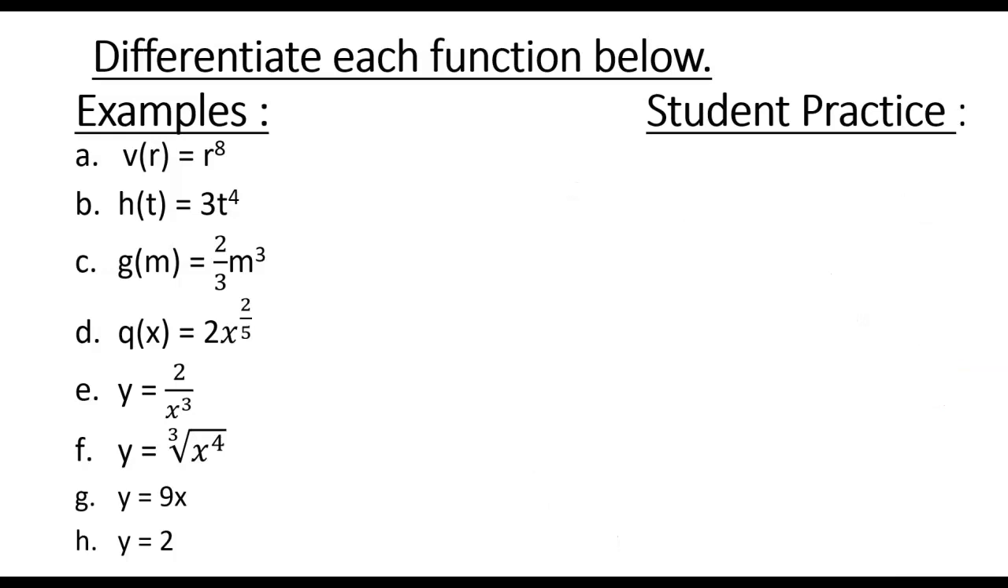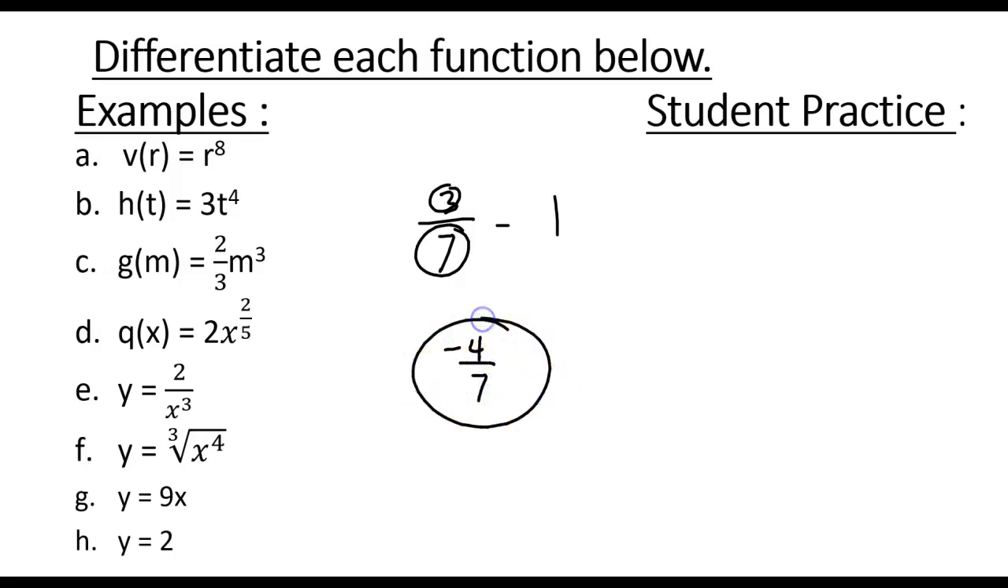So let's do another example really quick. Let's say that I had 3/7 minus 1. In this case, you do top minus bottom. What's 3 minus 7? 3 minus 7 would be -4, and you keep the bottom the same. There's your answer. So that's what 3/7 minus 1 would be.